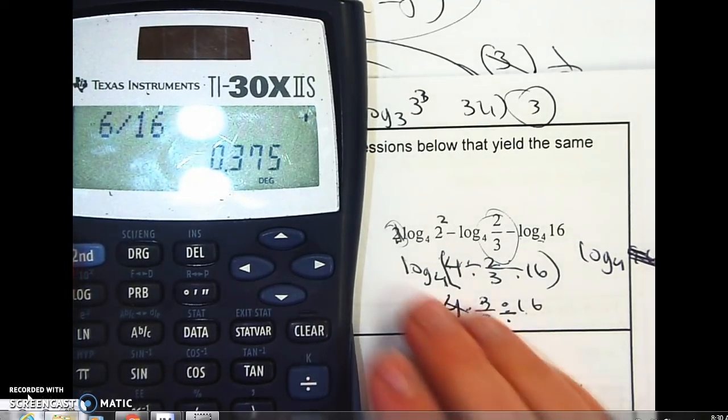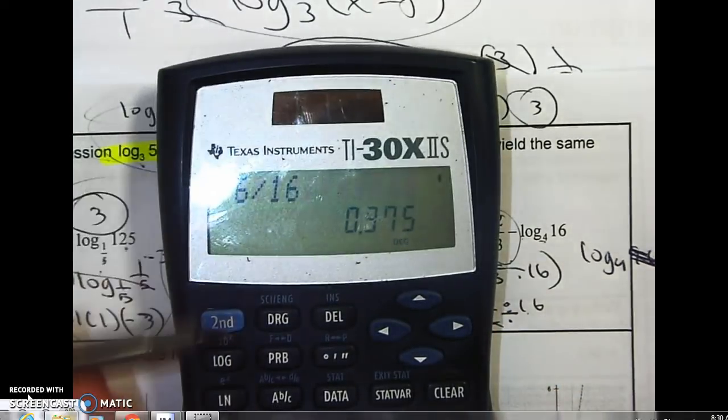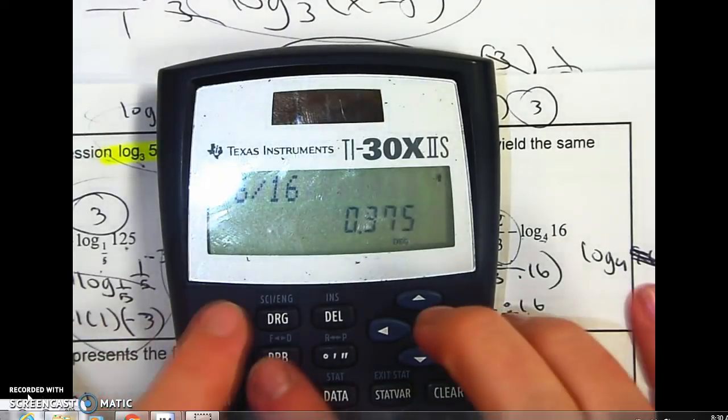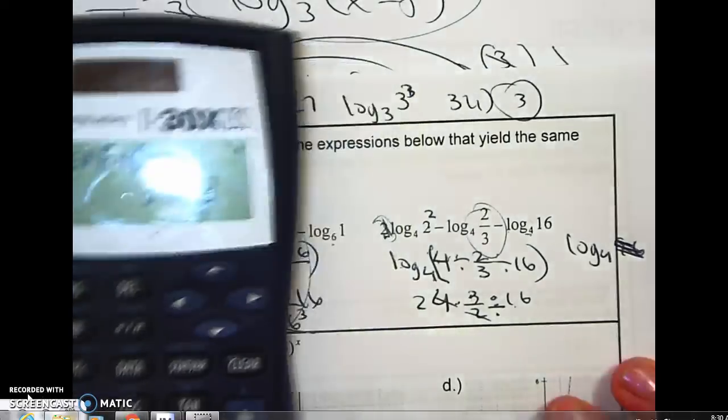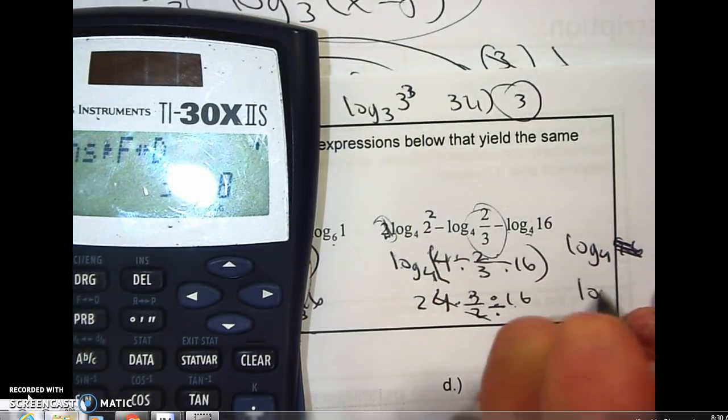It's a decimal. Turn it into a fraction. Remember how you turn something into a fraction? You go second PRB. And then it tells you the fraction is 3/8. So I get log base 4 of 3/8.